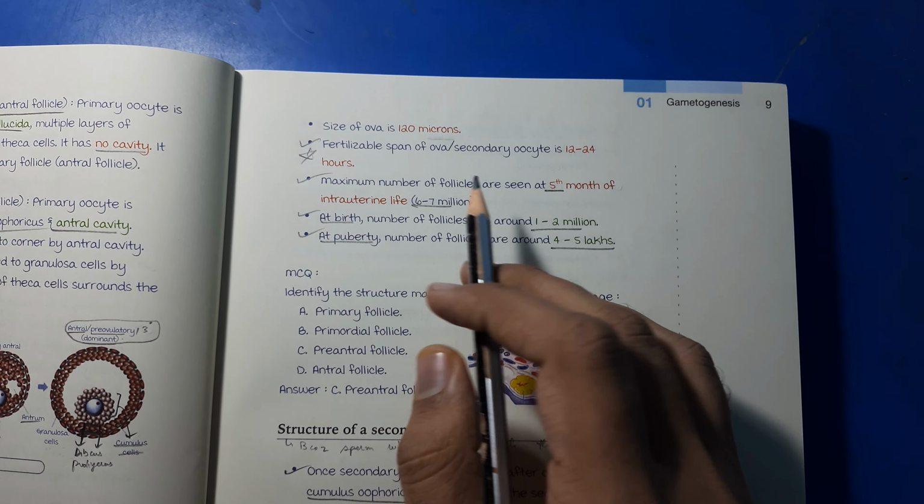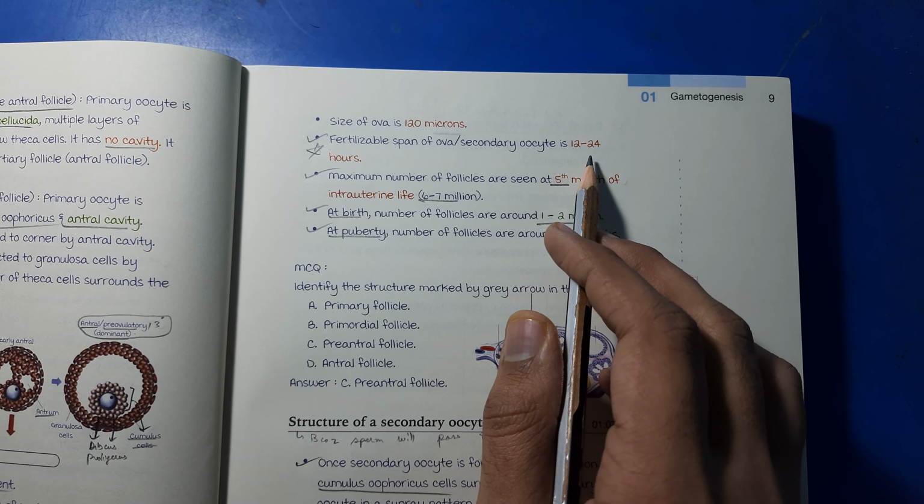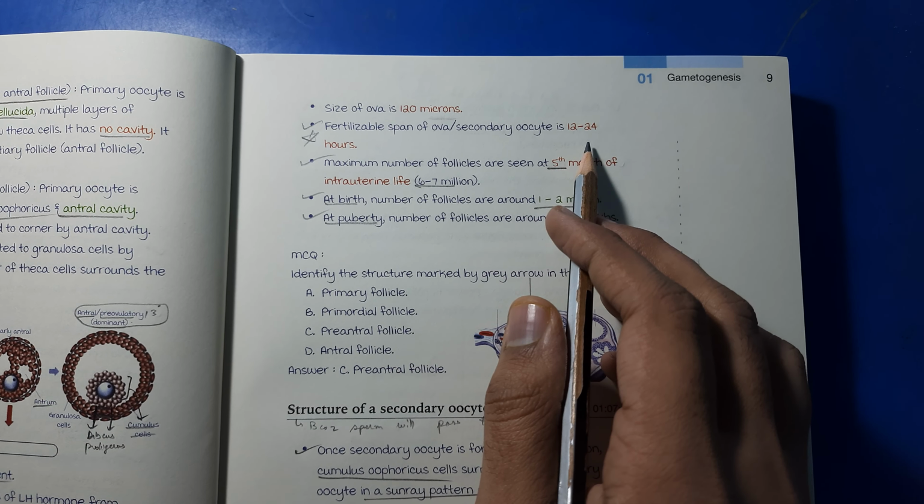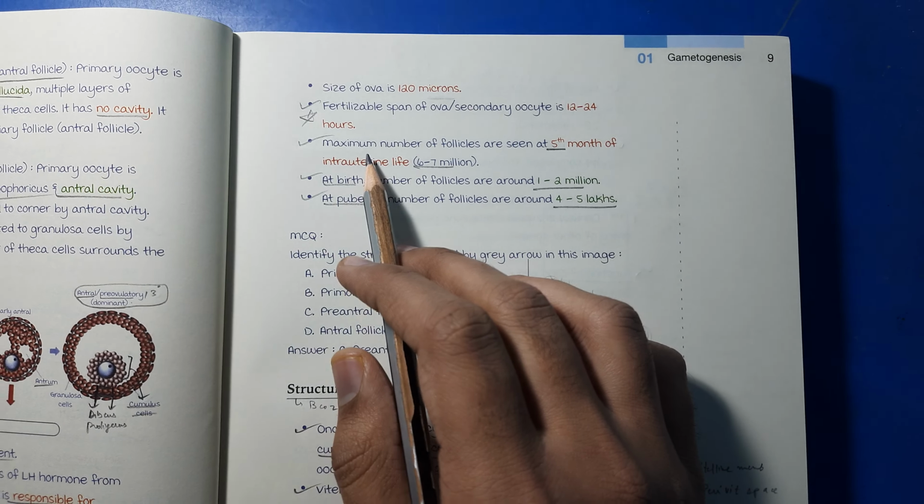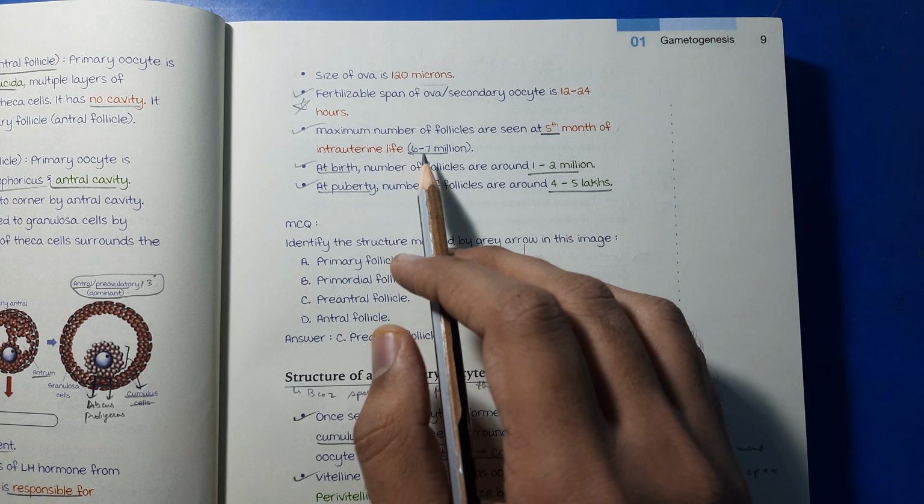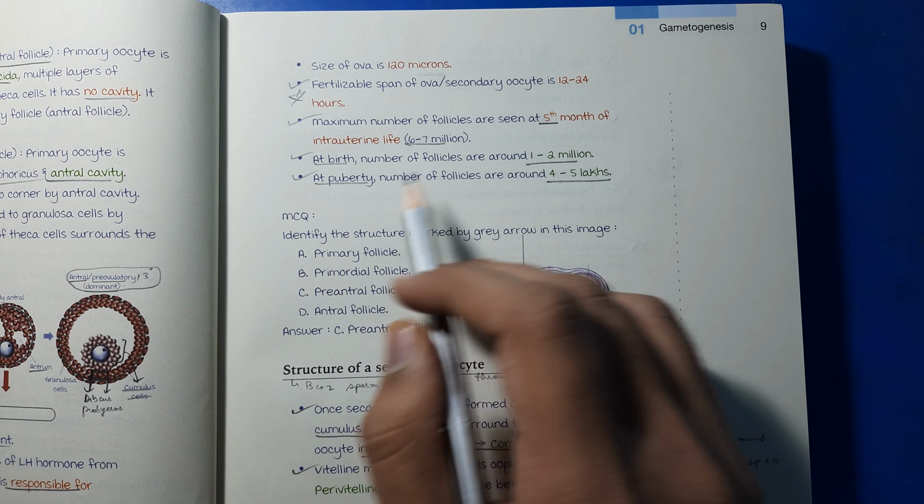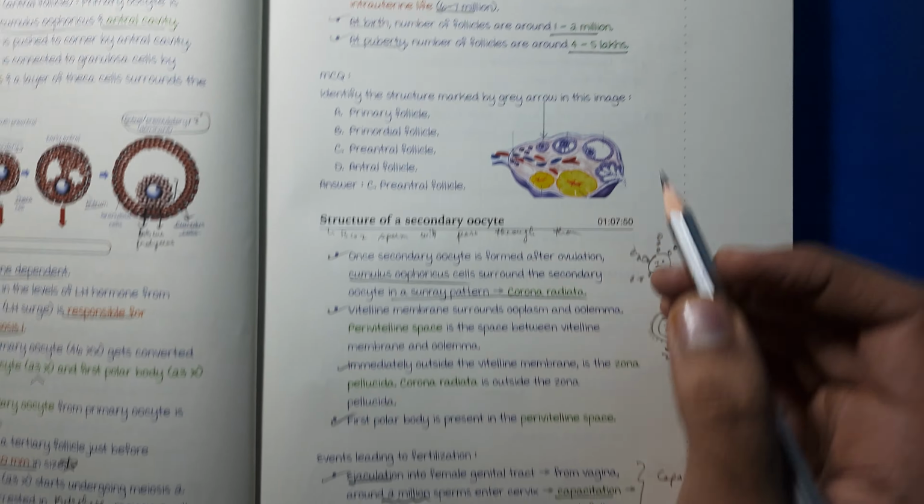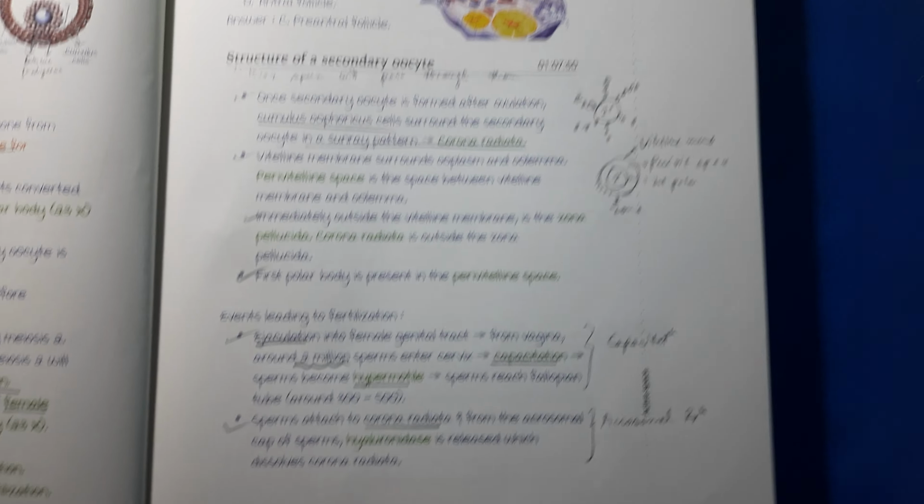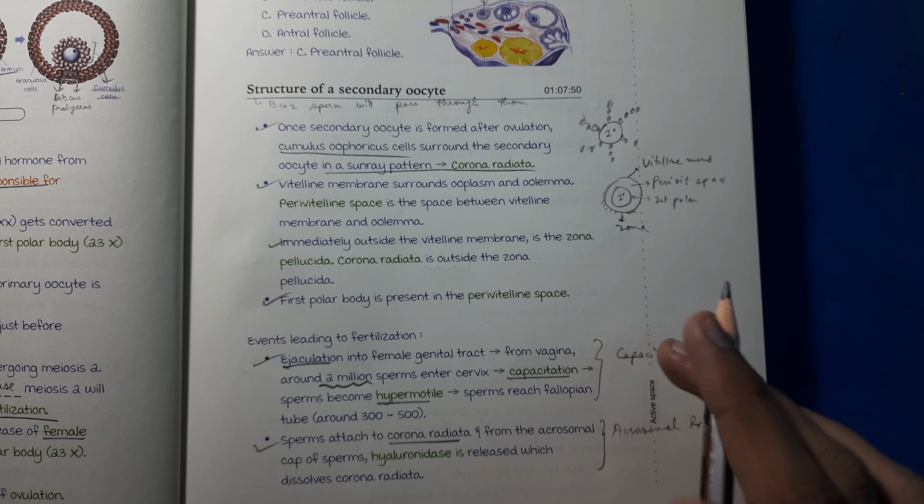The fertilizable span of the ovum is 12 to 24 hours, that is, up to 1 day. The maximum number of follicles is at 5 months, which is 6 to 7 million; at birth, 1 to 2 million; and at puberty, 4 to 5 lakhs. Then we come to the structure of a secondary oocyte.